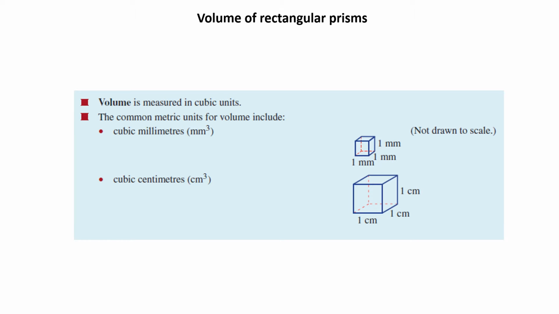So what we're looking at is volume of rectangular prisms. And we've got here, volume is measured in cubic units. So I'll get to that in a moment. What we've got to think about is volume compared to, say, areas.